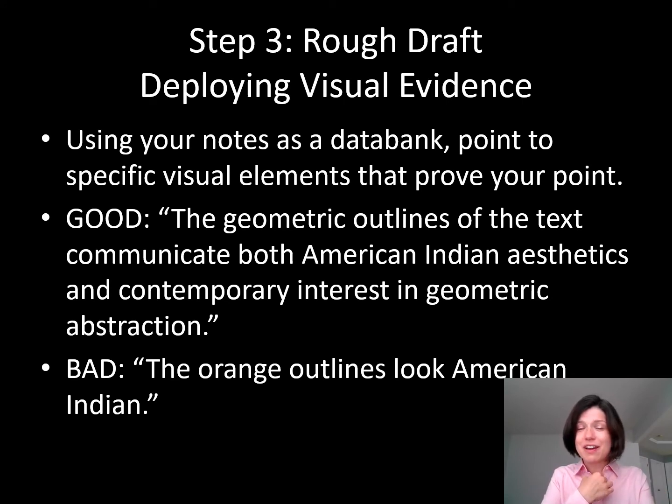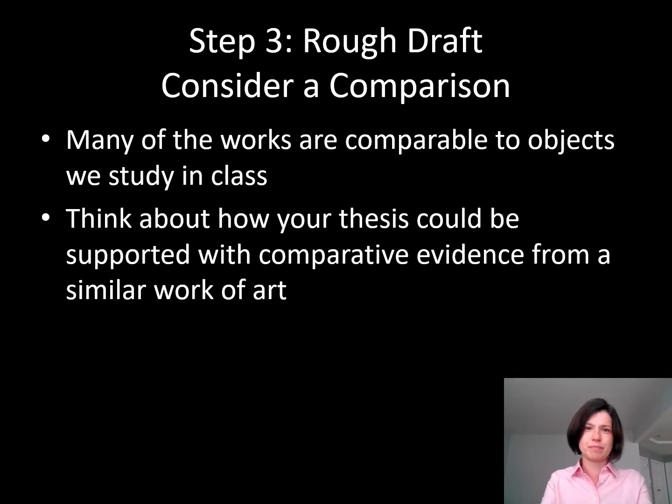A less effective way of doing this: in my bad sentence that I have here, I say the orange outlines look American Indian. Well, you haven't said anything about what those outlines look like or how they relate to any type of visual thing. You just said they look like something, but you weren't specific. So you need to include very specific, obsessive descriptions of the object.